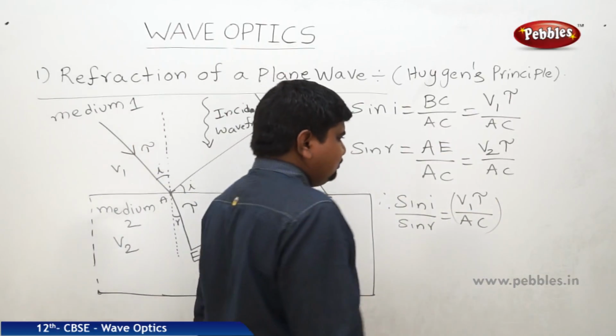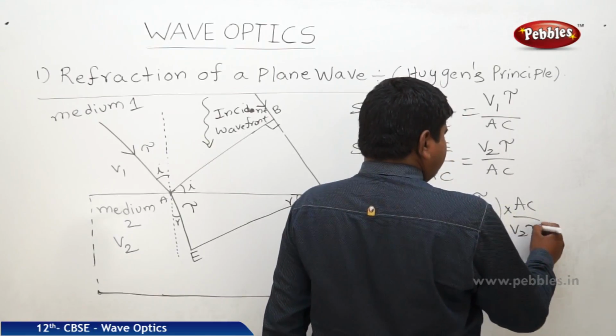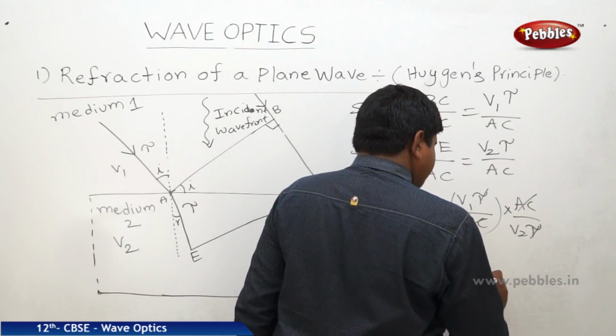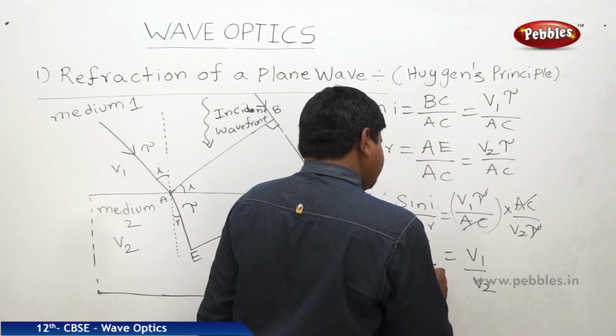That v2 tau by AC will go up and become AC by v2 tau. Tau gets cancelled, AC gets cancelled. We will get v1 by v2 is equal to sin i by sin r.